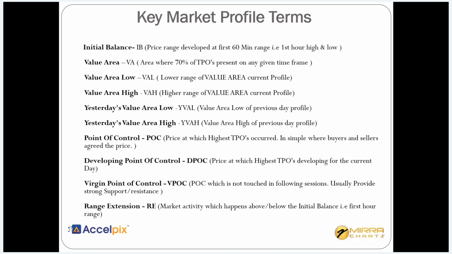The value area low is nothing but the low of the zone that is created, and the high of the zone is the value area high. So the previous day's value area low and previous day's value area high count a lot, because these are the levels where I can look for high conviction trades, high conviction moves.